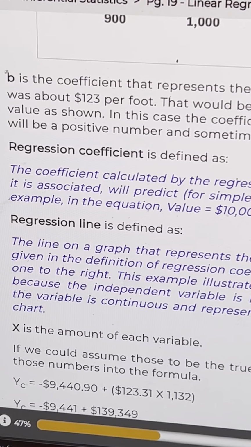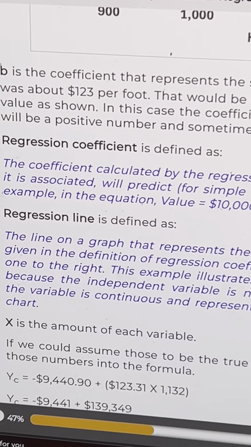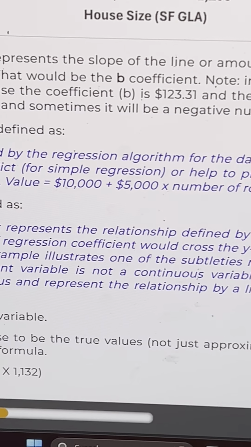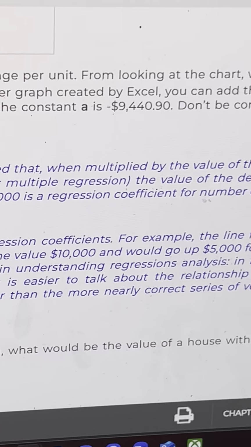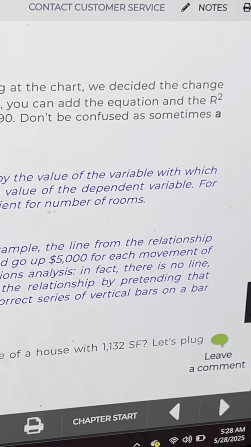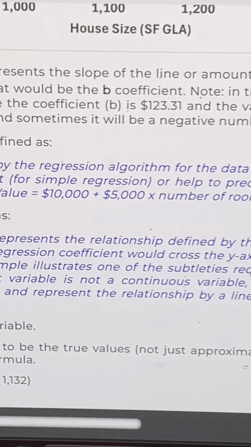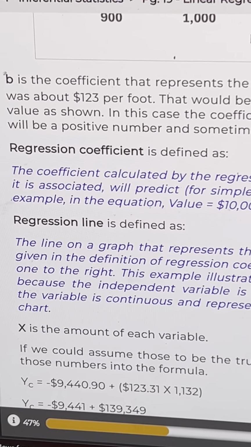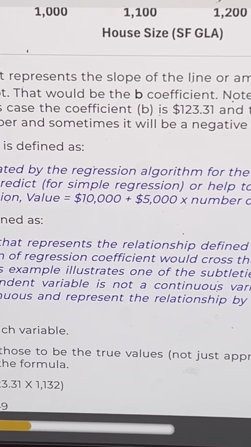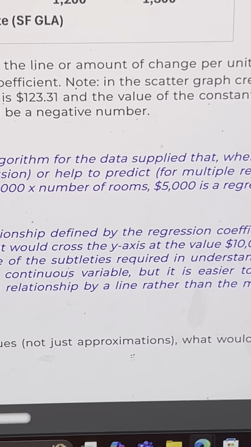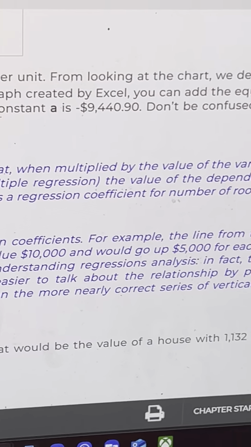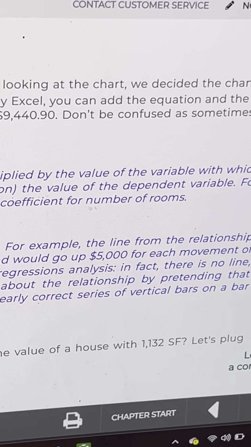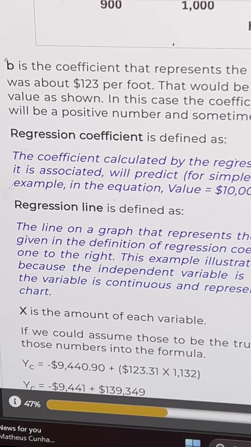Regression line is defined as the line on a graph that represents the relationship defined by the regression coefficients. For example, the line from the relationship given in the definition of regression coefficient would cross the y-axis at the value $10,000 and would go up $5,000 for each movement of 1 to the right.